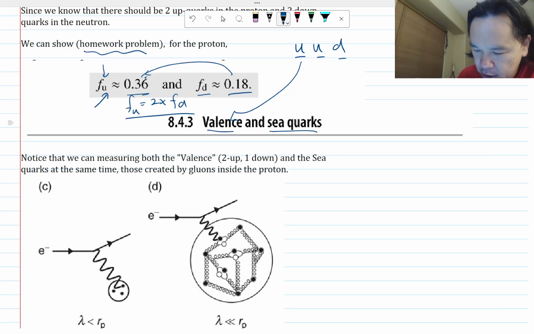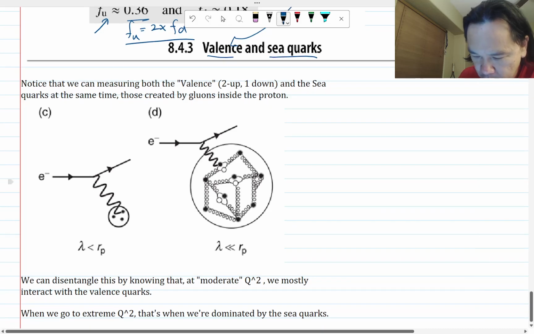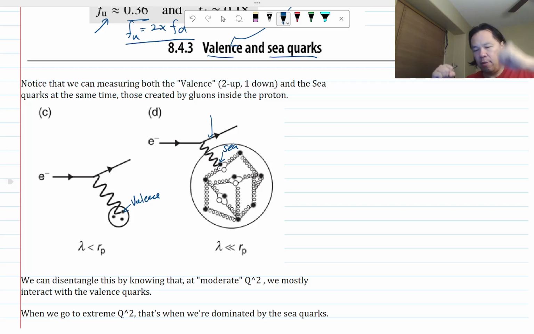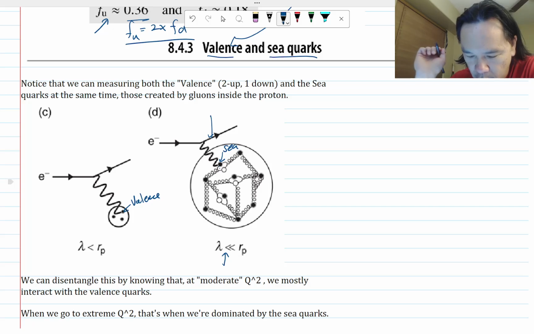There are also these things called C quarks that I mentioned. If we look at this diagram here, instead of interacting with the valence quark, the electron can also interact with the C quark. The C quarks are created by gluons creating quark and anti-quark pairs, and then you're only interacting with one of those, and that scatters away. And this is where you have very, very high energy, when you interact with the C quarks instead of the valence quark.